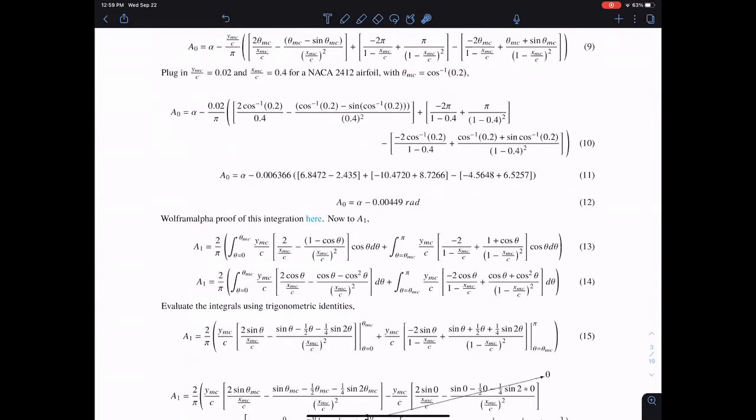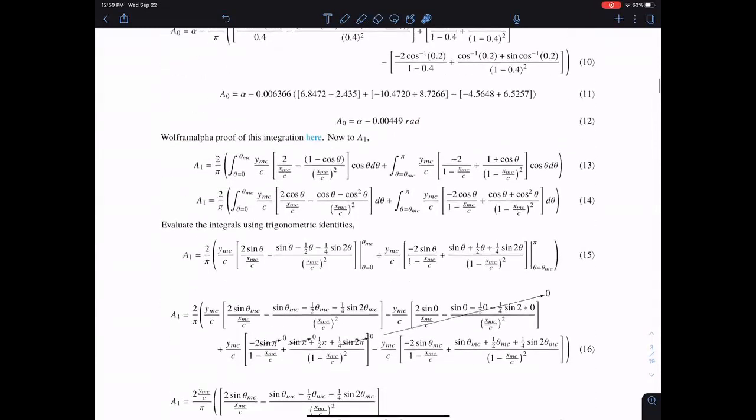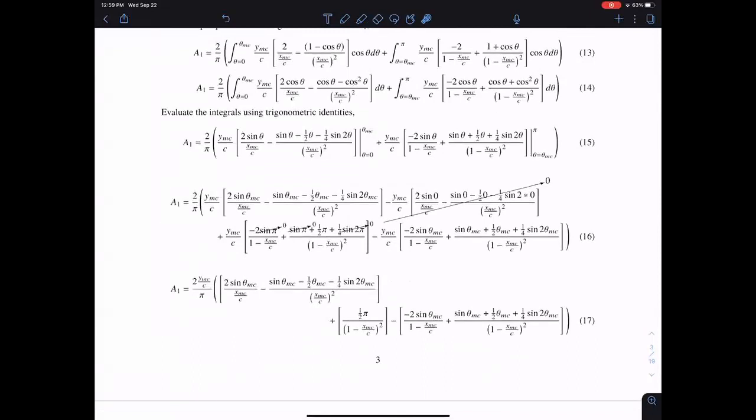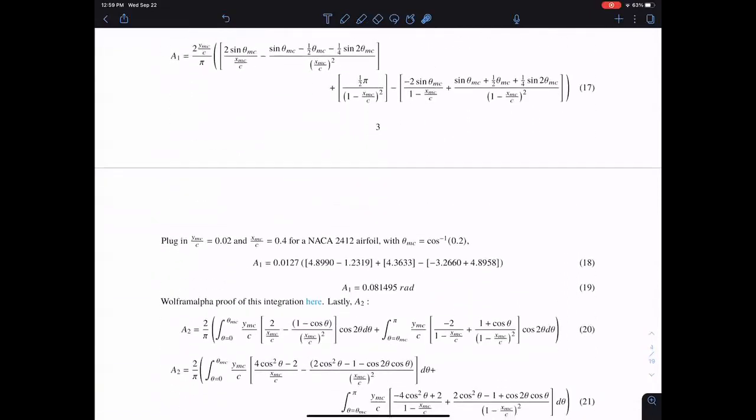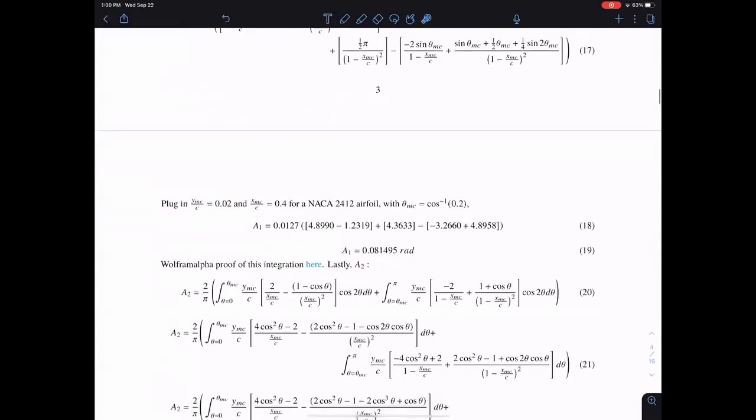Okay, so on to A1, that's the other one that we need to do. So here's the integral again. We're splitting that up from 0 to theta MC to pi, and we work through that integral. Again, you've got all the detail there, so hopefully you can find any mistakes that you might be making. Plug in these numbers, and we get this value for A1, okay? So next, he computes A2. Now we're going to need A2 for the pitching moment. For the zero lift angle of attack, we really only need A0 and A1, but might as well go ahead and do A2 at the same time.